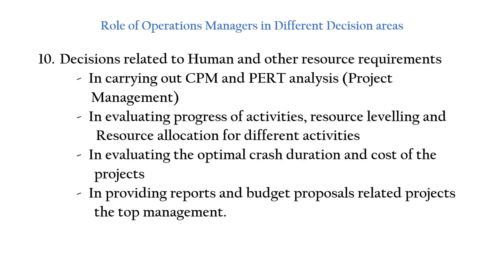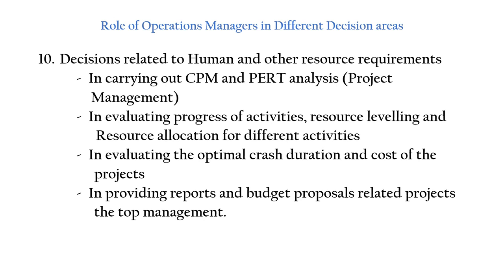Next, decisions related to optimization of the human and other resource requirements. Here, if it is a project, what happens? There will be several activities which are interdependent, or some of the activities may be independent. So in any case, the project managers will be there, but the operations manager will help the project managers in carrying out the CPM and PERT analysis. Or of course, the project manager also can do that. But the required resources have to be furnished by the operations manager.